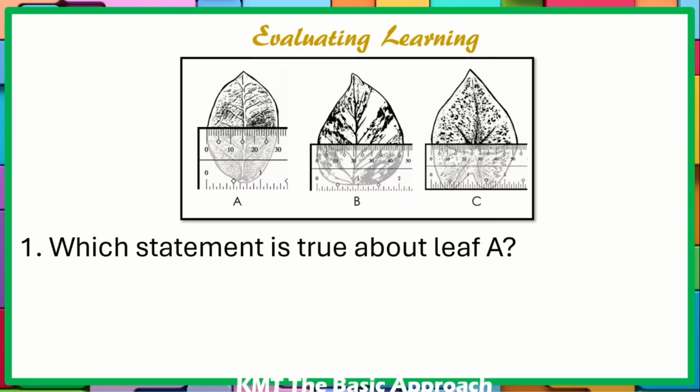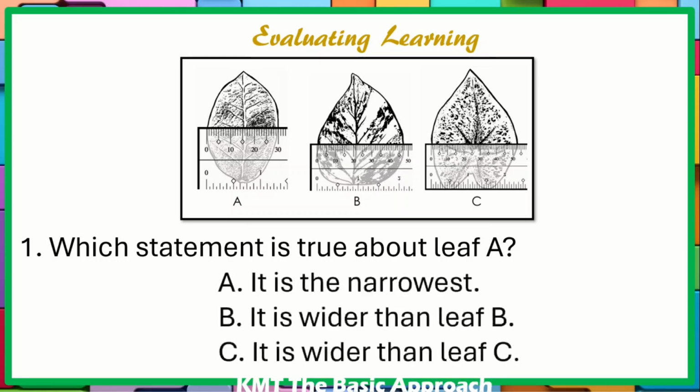Number 1. Which statement is true about leaf A? A. It is the narrowest. B. It is wider than leaf B. C. It is wider than leaf C. What is the correct answer? Good job! Letter A. It is the narrowest.